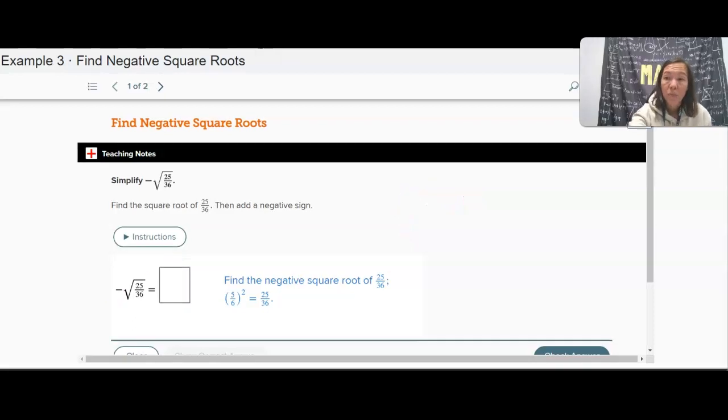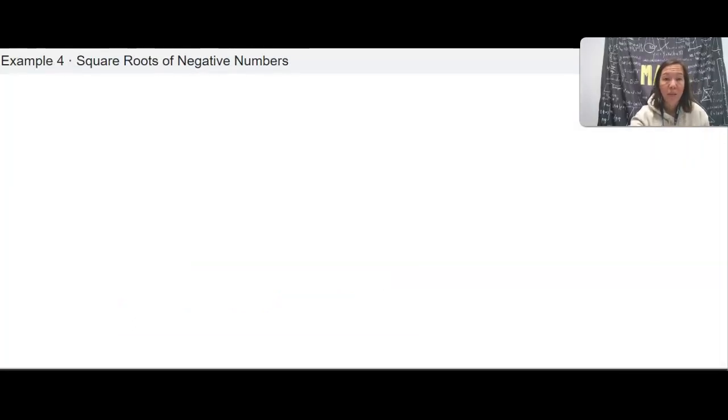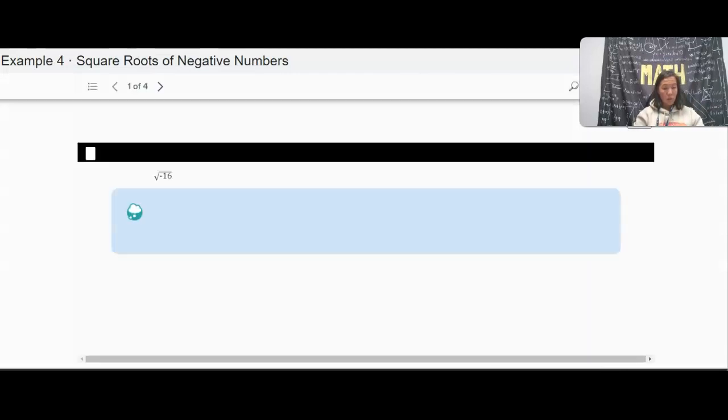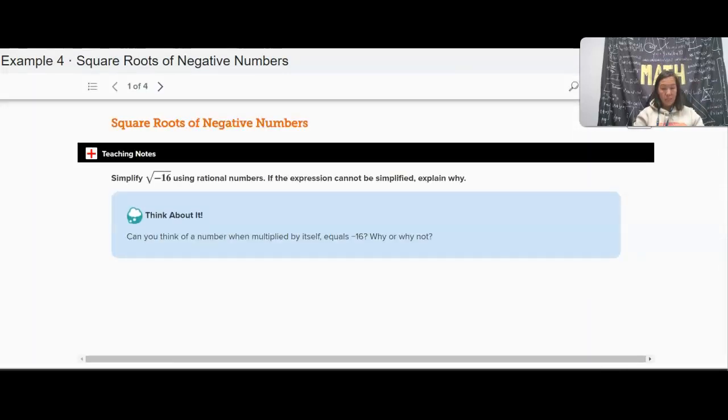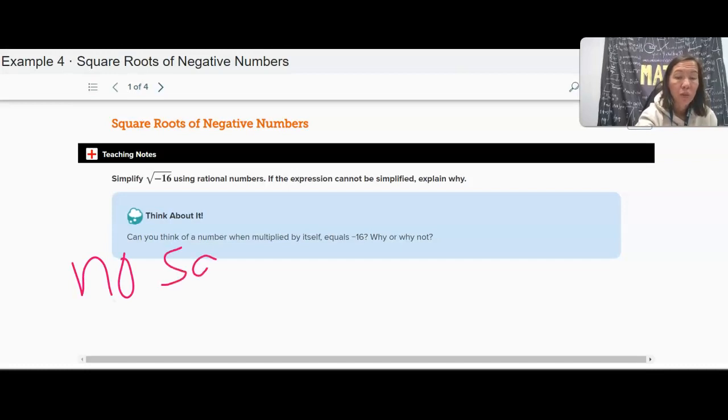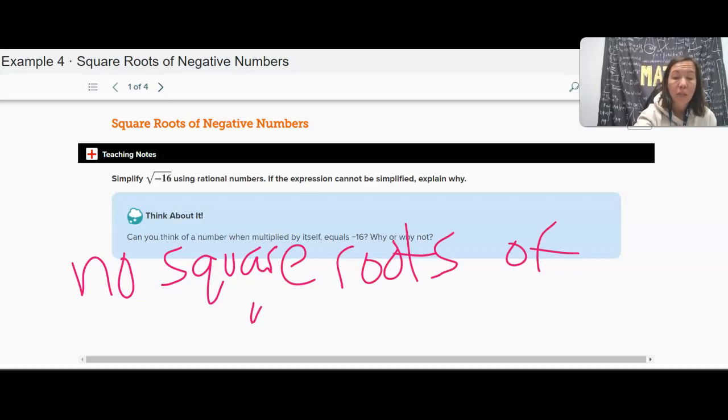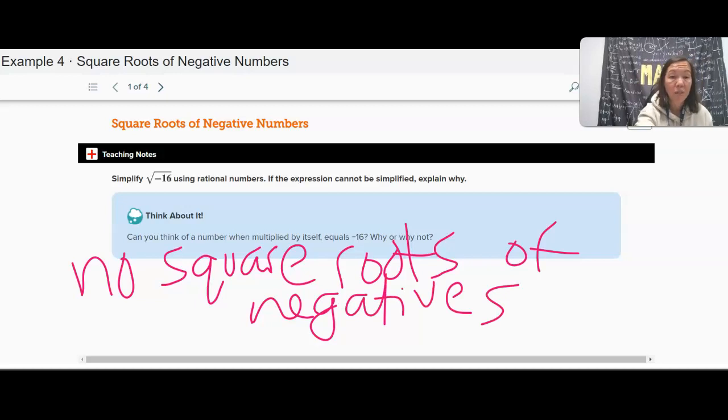Now, until you get into more advanced math, for example, the square root of negative 16 does not exist. So we cannot simplify this. This is not a real number. So we cannot take the square root at this point in time. No square roots of negative numbers. They are not real. So when you see this, you could just say it cannot be simplified, or it does not exist, or something like that.